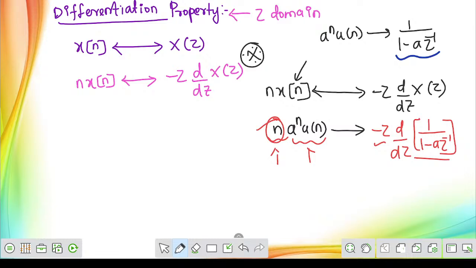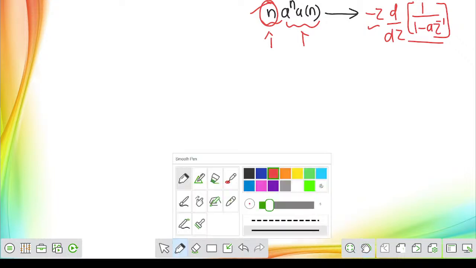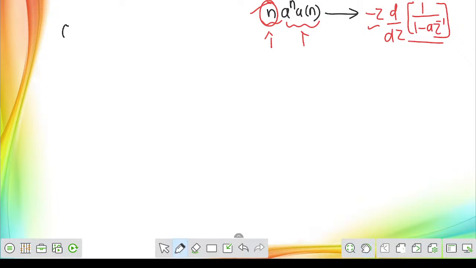Okay. Next. So another most important one is the convolution property. Next, what are we going to do now? Let us discuss another most important one, that is the convolution property. The next one is the convolution property.